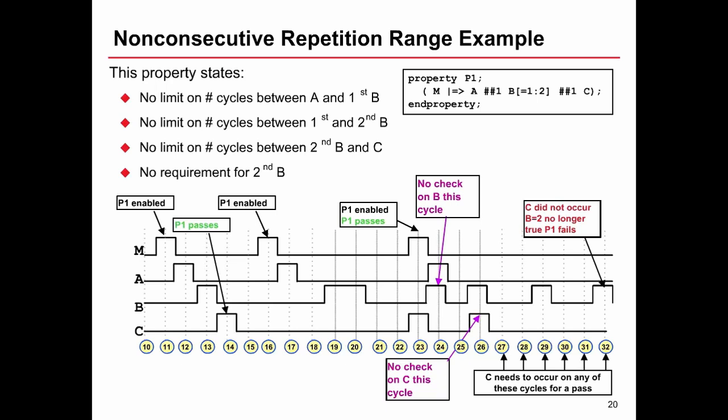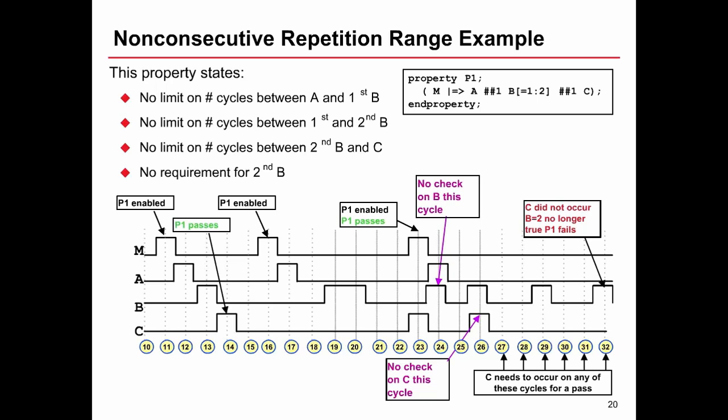So what we've got here, the first example starting at cycle 11 shown down here, is our property being enabled because M occurs. So whatever else happens, A must happen the cycle after M or the property fails immediately. Then we have one occurrence of B in cycle 13 followed by one occurrence of C in cycle 14. So that represents the quickest way in which the property could pass.